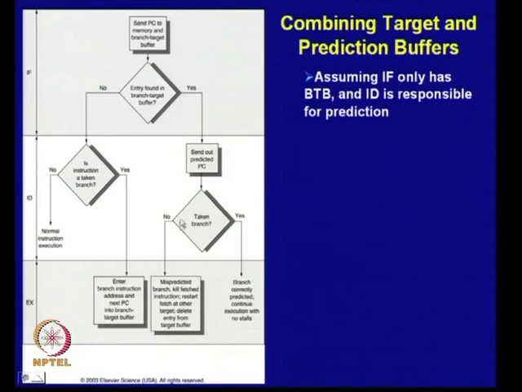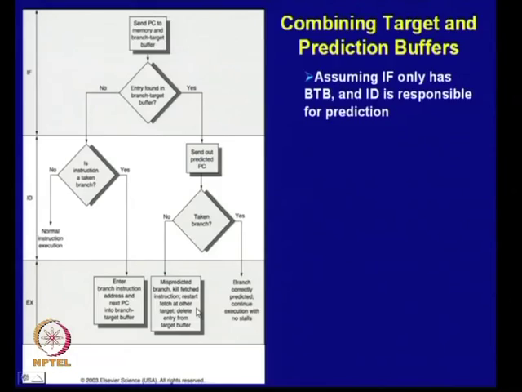Now, if your outcome turns out to be wrong, whenever your prediction turns out to be wrong, it is a mispredicted branch. So, what you have to do: you have to kill the fetched instruction, restart fetch at the other target address, and delete the entry from the target buffer.